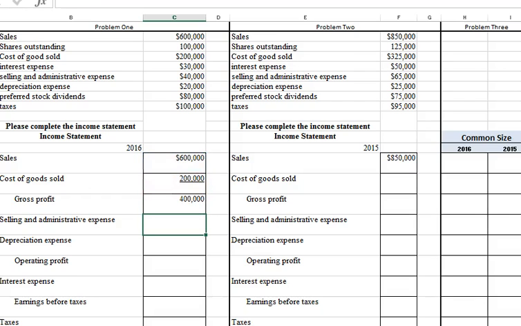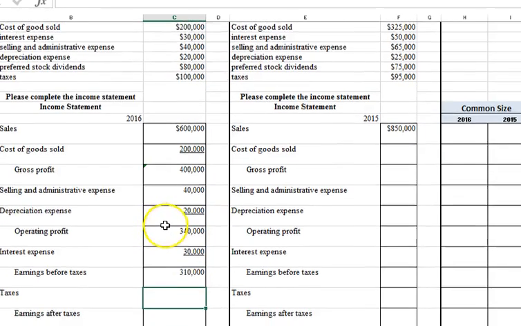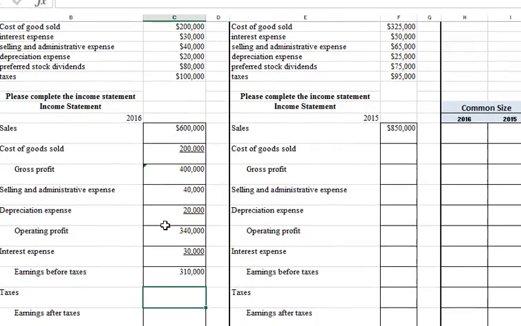Okay. Selling and administration expenses is up here. Depreciation expense. So operating profits are going to be our gross profits minus selling minus depreciation. Interest expense. Earnings before tax. We're going to take our operating income minus our interest expense. Our taxes are $100,000. Earnings after tax. Take our earnings before tax. Subtract.